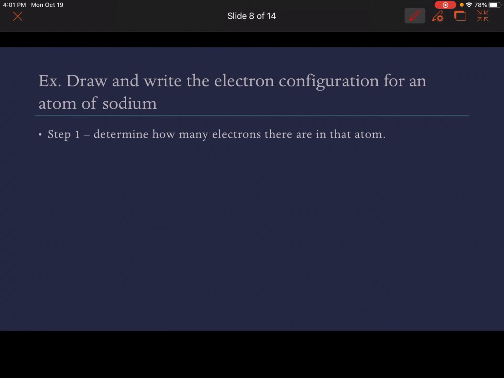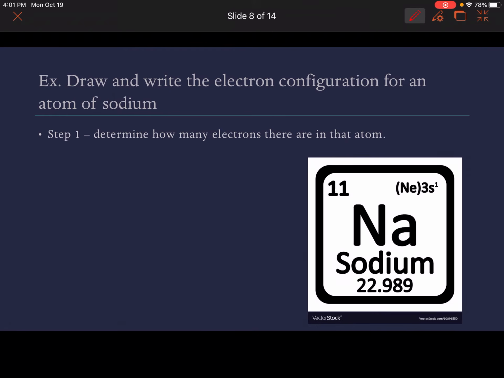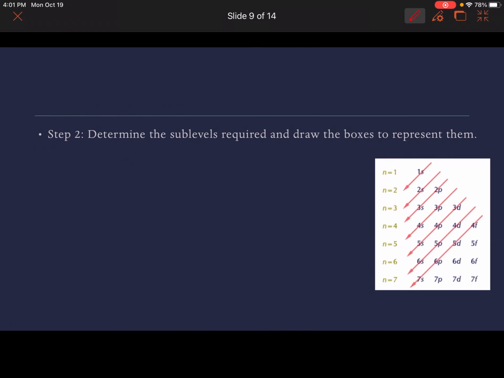So the question is to draw and write the electron configuration for an atom of sodium. So we're looking at sodium. You're going to find it on your periodic table. Your first step is going to be to determine how many electrons there are in that atom. If we look at the periodic table, this is the atomic number, which is the number of protons, which is also going to be equal to the number of electrons in a neutral atom. So I'm going to have 11 electrons that I need to worry about for sodium here. So sodium has 11 electrons.